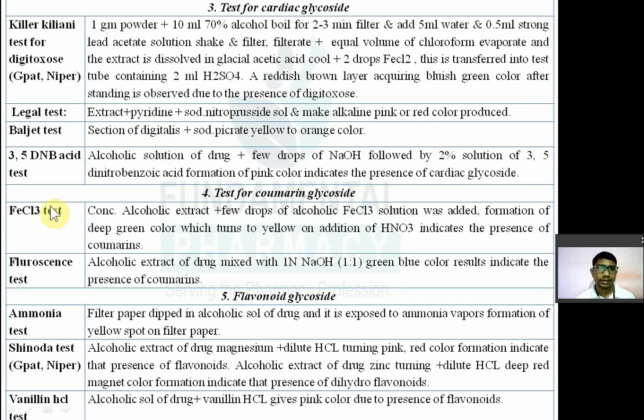Now the third test is nothing but the Baljet test. In the Baljet test, you have to take a section of digitalis leaf and add sodium picrate. You will get a yellow to orange color. That is the Baljet test.